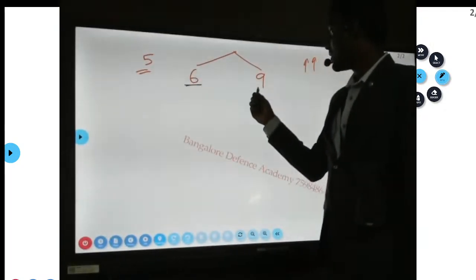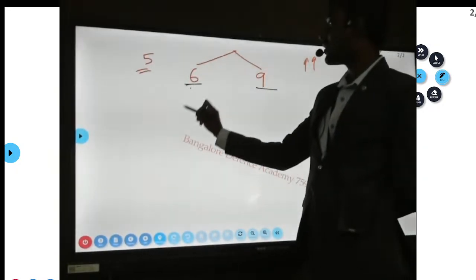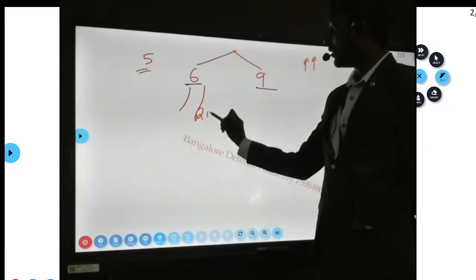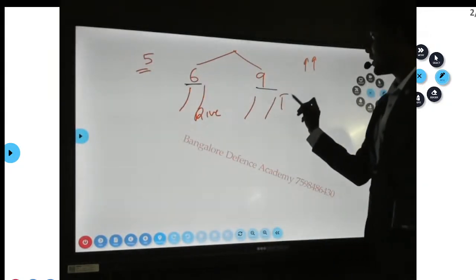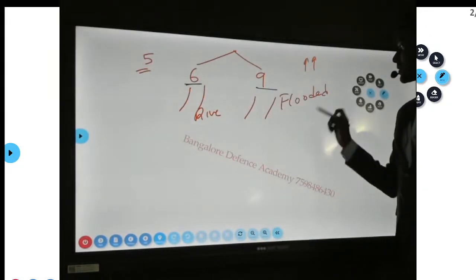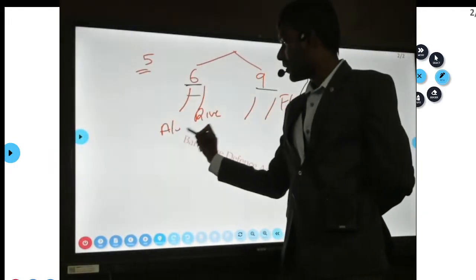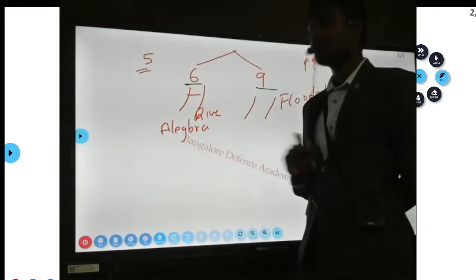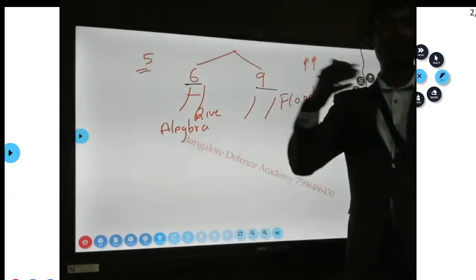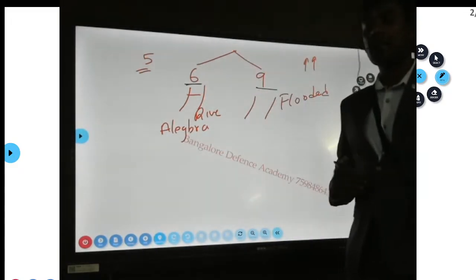These are the two standards, 6th and 9th. This is called a river and this is a flooded river. Do you understand? So, here in 6th standard, for the first time in your life, you will have algebra. Algebra, x plus x is 2x, x into x is x square.